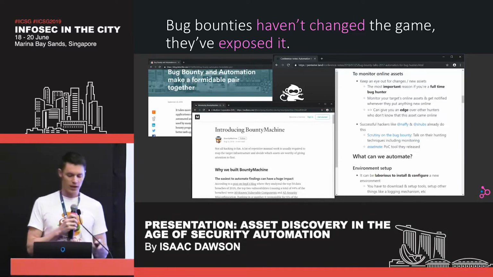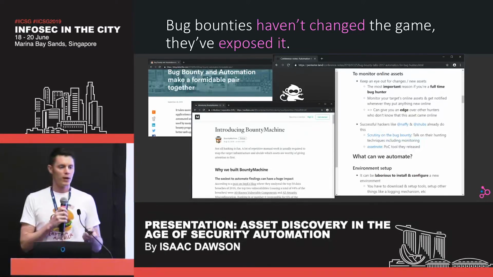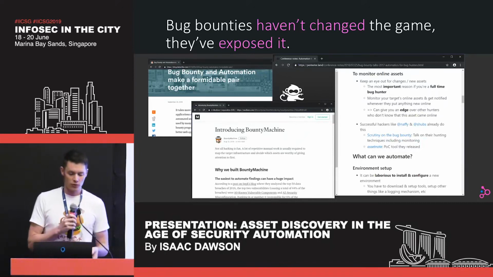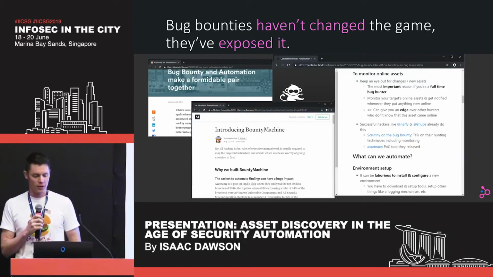And bug bounties, again, I think have been really good at exposing this and showing that bug bounty people have a higher chance of getting paid their bounties if they automate a lot of their tasks. So they're moving towards this. In fact, there was a talk earlier today where two gentlemen were talking about how they were automating their bug bounties programs to find low-hanging fruits.